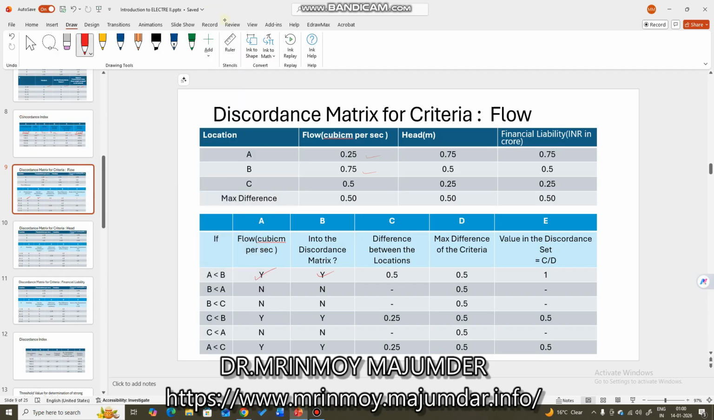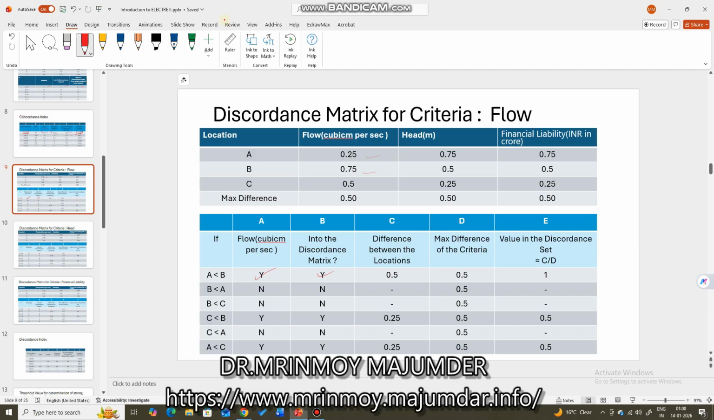So the maximum difference is between the highest value minus the lowest value for a single criterion, the highest value of the location for flow and the lowest value of the location for flow. We deduct it and get the difference between the locations which are being compared. We are comparing A and B, so we will subtract the value of A from the value of B, and then take the absolute value of that operation.